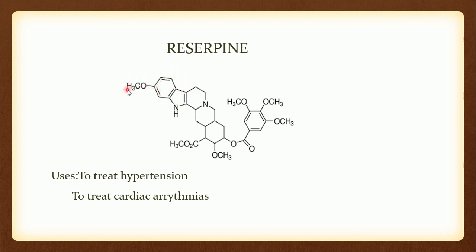To this indole a methoxy group is present, and this indole is attached to piperidine. A 6-membered ring containing 1 nitrogen and saturated is called piperidine, and this nitrogen is shared between this nucleus and this nucleus, and here one more cyclohexane group is attached. A methyl ester and methoxy group are present, and here an oxygen linkage is attached to the carbonyl group. A 3, 4, 5 trimethoxy phenyl ring is directly attached to the carbonyl group. It is used to treat hypertension, and it is also used to treat various cardiac arrhythmias.